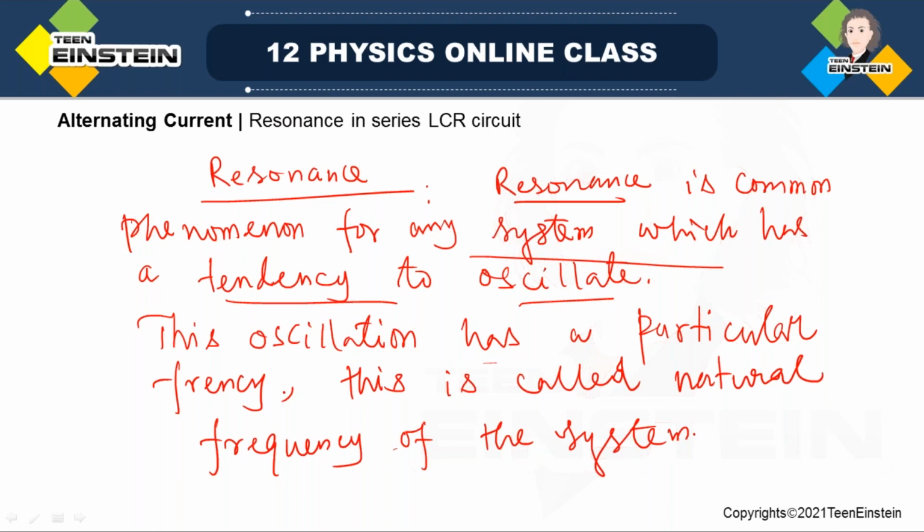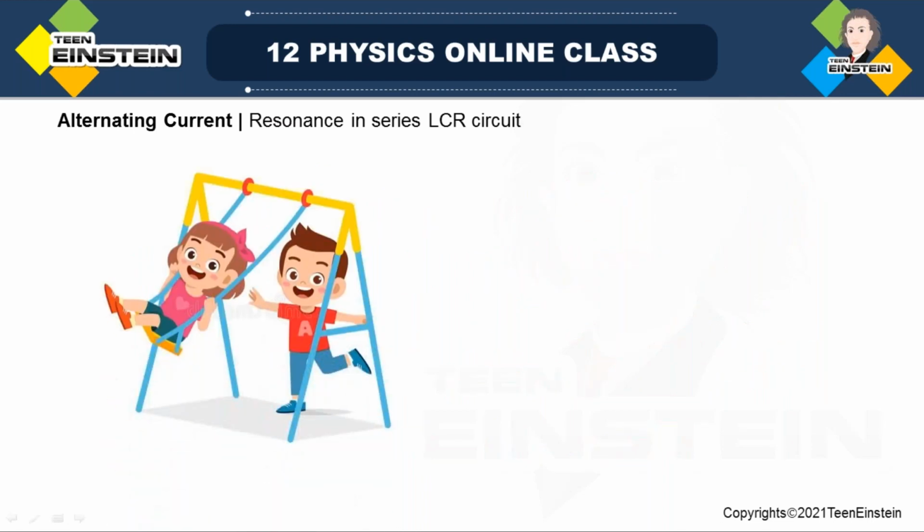Now, what is resonance then? Resonance is that if an object or a system has a certain natural frequency of oscillation, and you give some external force or external energy which has a frequency near to the natural frequency of oscillation of the system, then the amplitude of the oscillation of that system will be much more than earlier. I'll give you one practical example.